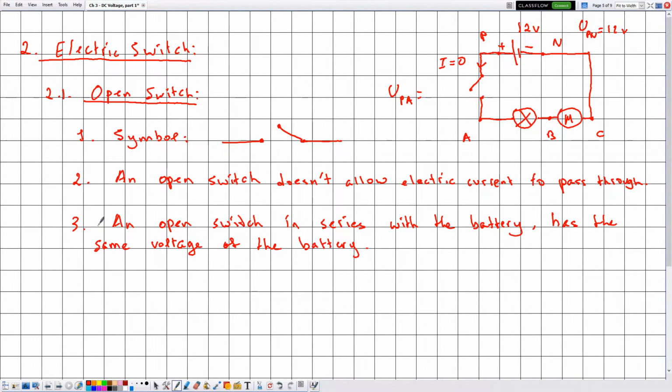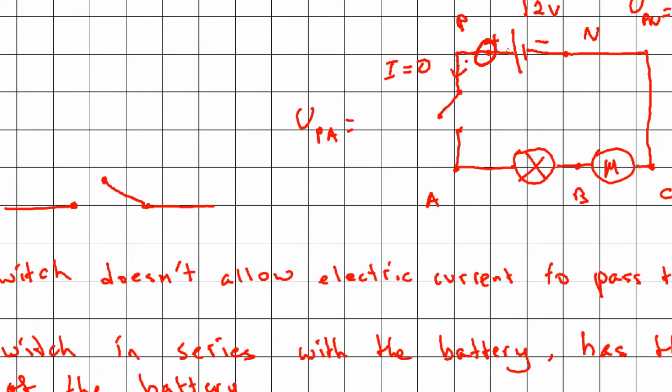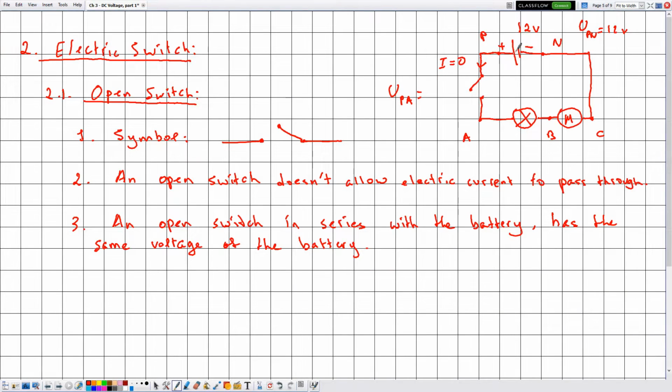Here in number 3, they are telling me that an open switch in series with the battery has the same voltage of the battery. So here the open switch is in series with the battery because they have only one terminal in common, which is the point P. Then the open switch and the battery are in series, and they have the same voltage because the voltage of the battery is given by UPN is equal to 12 volt. Then the voltage across the switch will also be 12 volt, and this is because the switch is open.